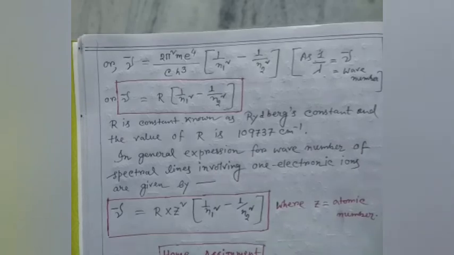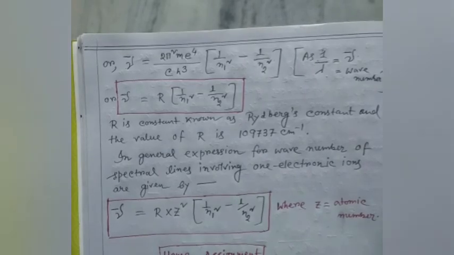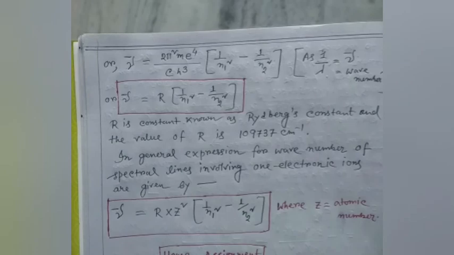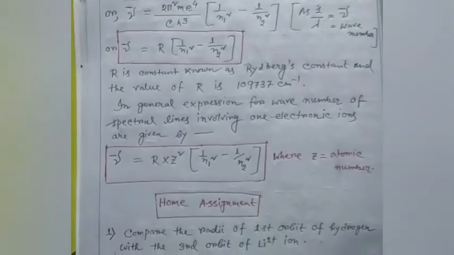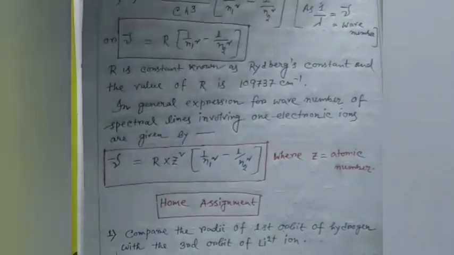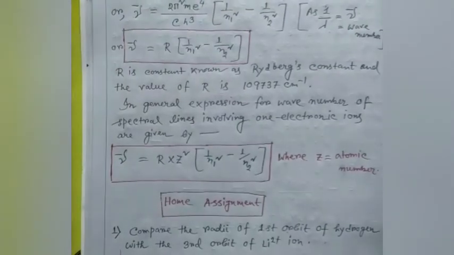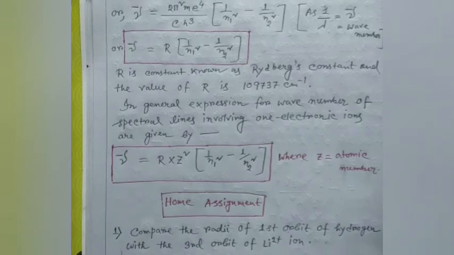Or we can write nu bar equal to R into 1 by n1 square minus 1 by n2 square, where R is the constant known as the Rydberg constant, and the value of R is 109737 centimeter inverse. The general expression for wave number of spectral lines involving one-electron ions is given by nu bar equal to R into z square into 1 by n1 square minus 1 by n2 square, where z equals atomic number.